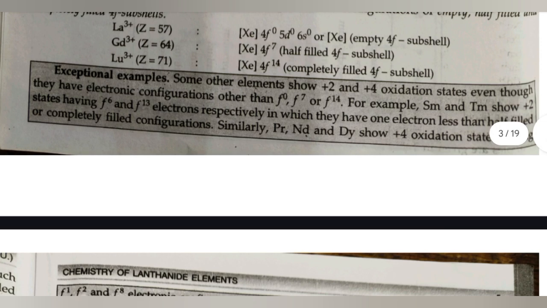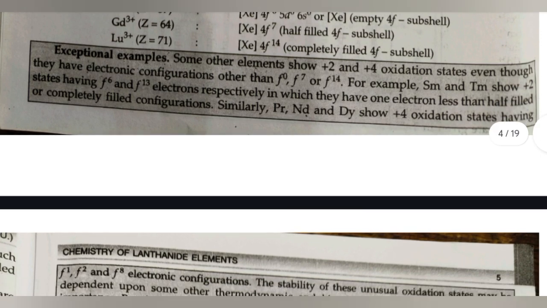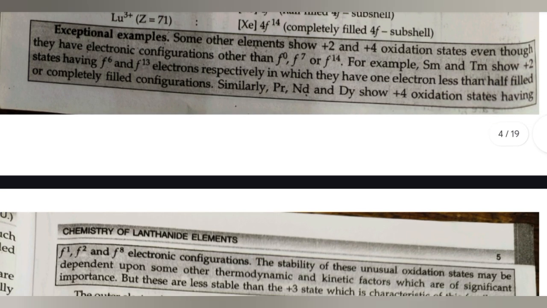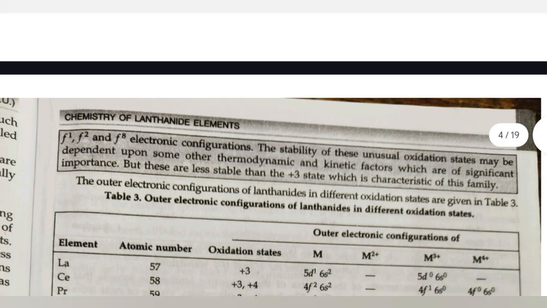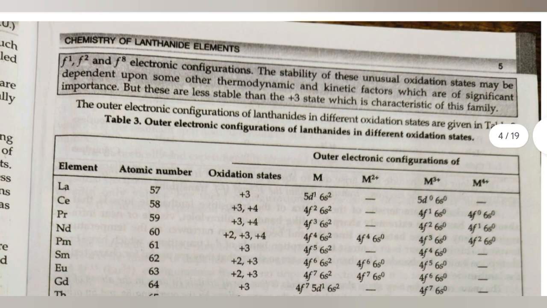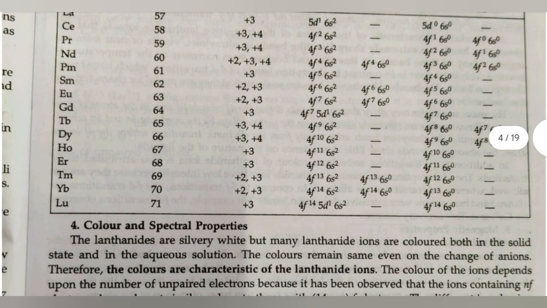Exceptional examples. Some other elements show +2 and +4 oxidation states even though they have electronic configurations other than f0, f7 and f14. For example, Sm and Tm show +2 state having f6 and f13 electrons respectively, in which they have one electron less than half-filled or completely filled configuration. Similarly, Pr, Nd and Dy show +4 oxidation state having f1, f2 and f8 electronic configuration. The stability of these unusual oxidation states may depend upon some other thermodynamic and kinetic factors which are of significant importance, but these are less stable than +3 states, which is characteristic of the family.